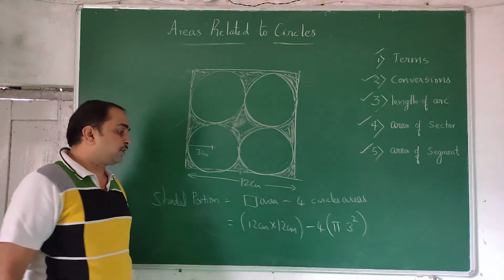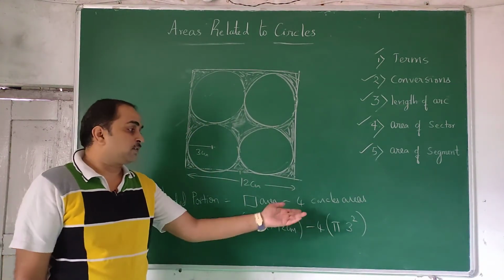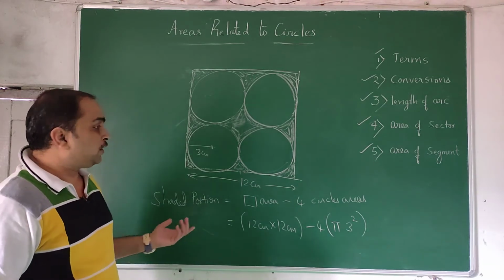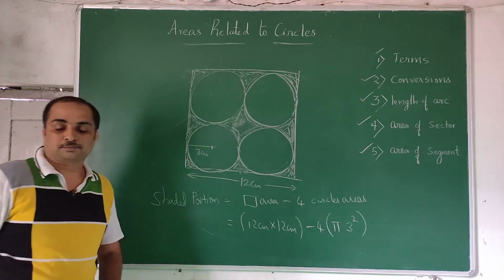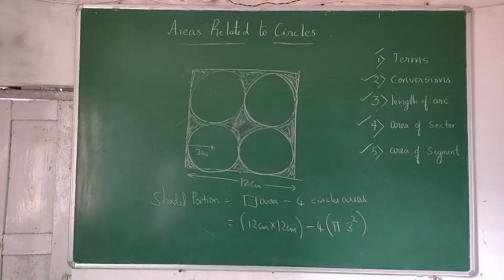Remaining is all simplification. So 144 centimeter square minus 4 into pi into 3 square, you will get the area of the shaded portion. Calculation you have to do.